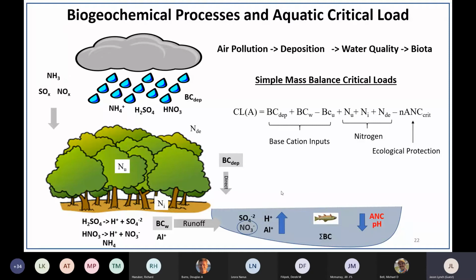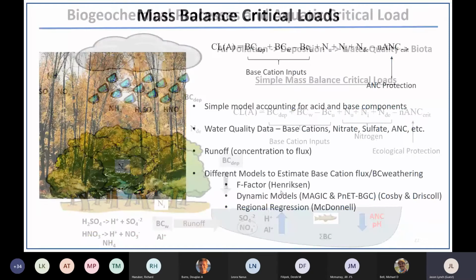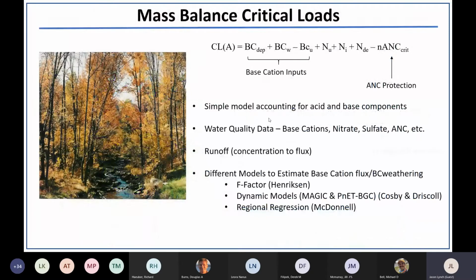All right. In summary, we have a simple mass balance that accounts for acid-base balance. That's the framework of the critical loads. We use water quality data in some form to estimate them. You need to know runoff as well. That converts the concentrations that we measure in the surface water to flux. And then ultimately, you need to calculate a base cation flux, or base cation weathering. Those are the most important.